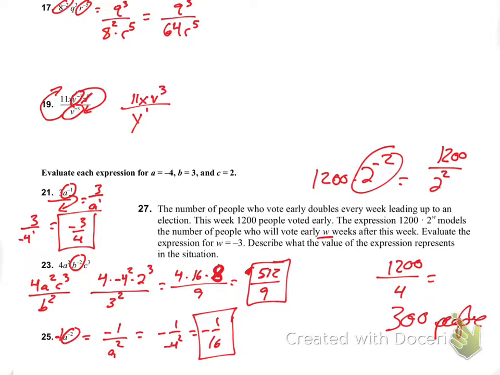Describe what the value of the expression represents in this situation. So the number of people who vote early doubles every week leading up to an election. So 1,200 people voted early. So 300 people would be just the amount of people who are going to vote, and it's doubling each week. So you don't necessarily have to focus too much on that. Just make sure you get the right number, 300 people.